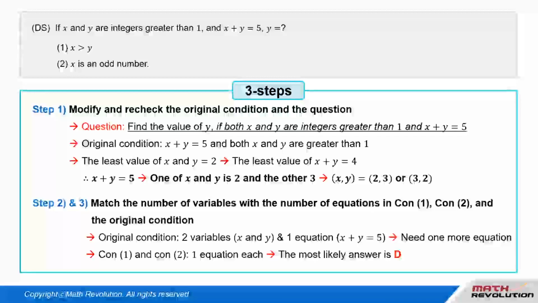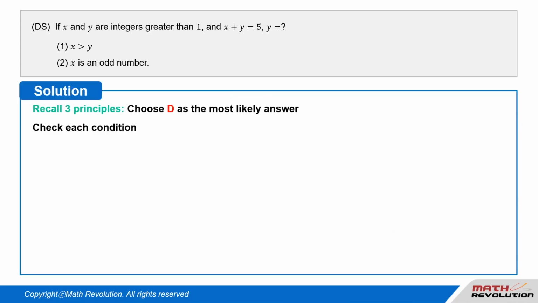Follow the second and the third steps. From the original condition, we have 2 variables, x and y, and one equation, x plus y equals 5. To match the number of variables with the number of equations, we need one more equation. Since conditions 1 and 2 will provide one equation each, D would most likely be the answer. Recall 3 principles and choose D as the most likely answer. Let's take a look at each condition.